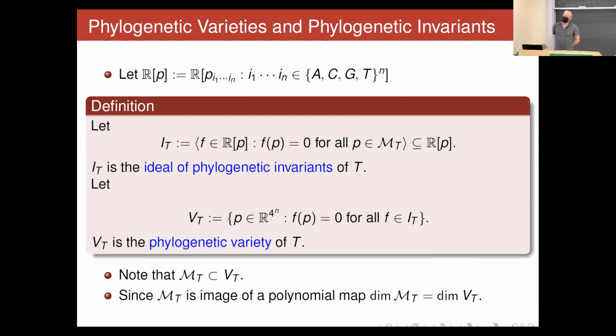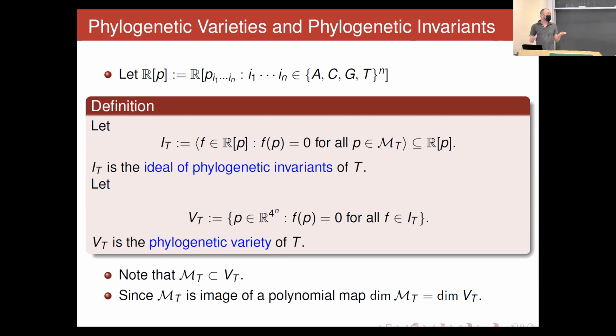Why are they called invariants? Biologists came up with that name. Of course, they didn't know anything about ideals and stuff like that, but they introduced this concept of having polynomials that evaluate to 0 on a phylogenetic model. So we have this concept of phylogenetic invariance. And of course, the model is a semi-algebraic set, but you can think about just the variety of that ideal, and that we would call the phylogenetic variety associated to the tree T.